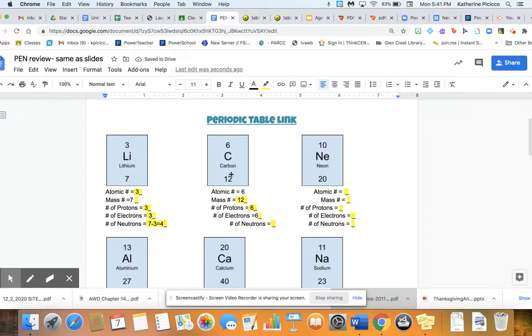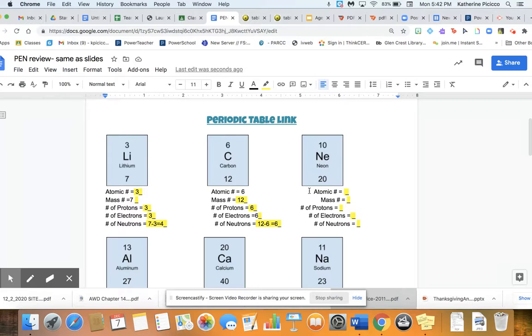And my neutrons, I simply have to do bottom number minus top. So I would do 12 minus 6, and I'd also get 6. So everything is 6 for carbon. Sometimes they do all match up where they're all the same number. Often they're not, though. Okay, one more example.